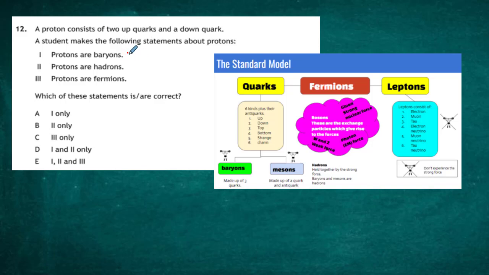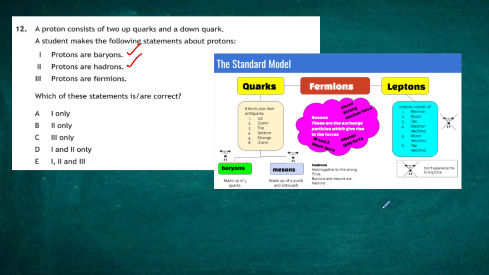We know that protons belong to the baryons because they're made up of 3 quarks, 2 up quarks and a down quark. Protons are also hadrons, because hadrons are particles which experience the strong nuclear force. So we can say that protons are hadrons as well.